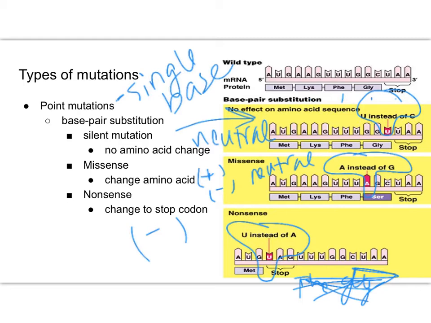You can also have point mutations here where you remove or delete one nitrogen base or add or insert one nitrogen base. And these mutations can be an issue. They're very rarely neutral. They could be positive, they could be negative.